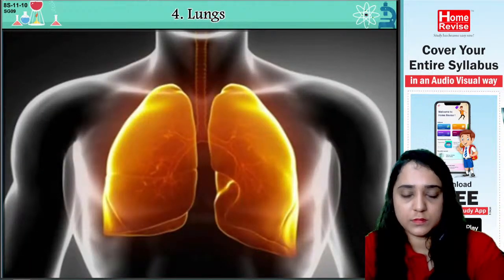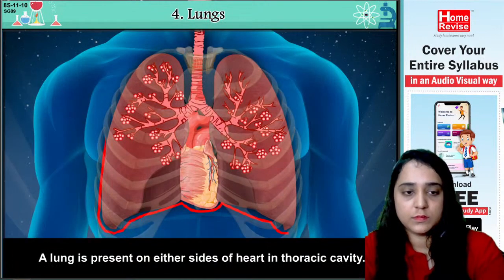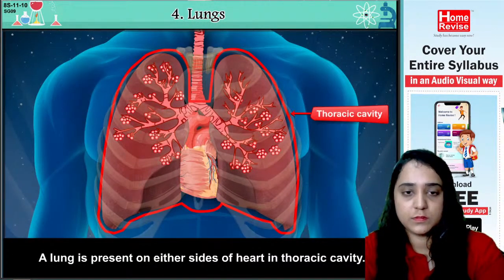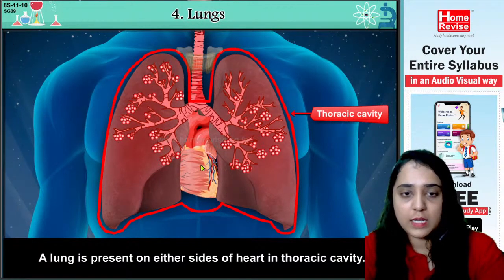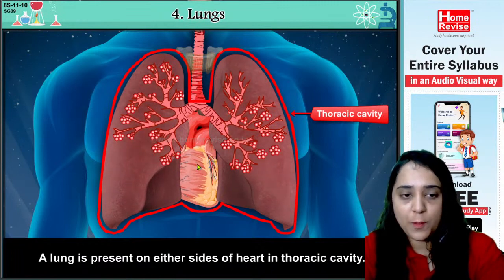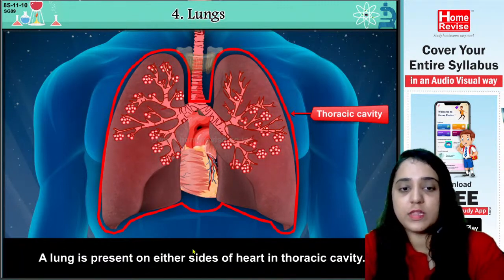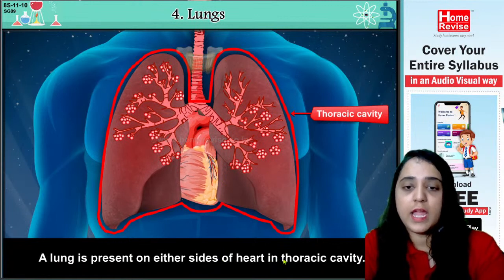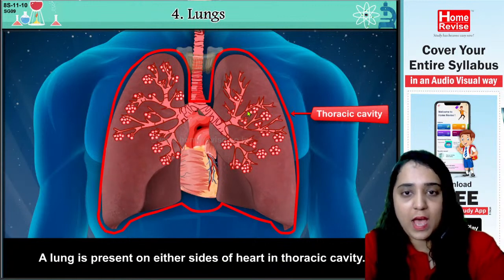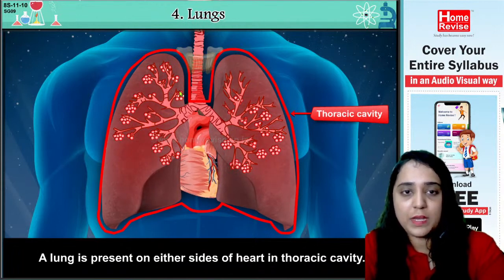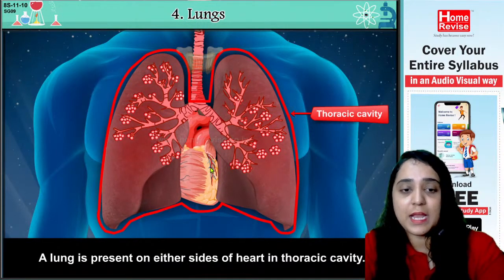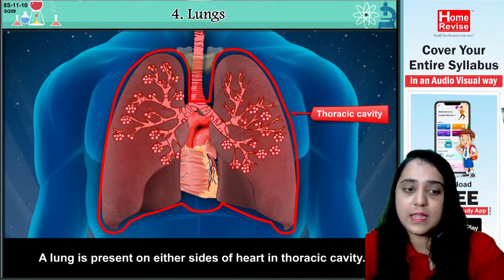4. Lungs. A lung is present on either side of the heart in the thoracic cavity. Can you see this? Can you see how they are placed properly? The lungs are present on either side of the heart. See properly, the left branch on the left side of the lung and half a part of the branch on the right side of the lungs, and the heart is placed in between them.